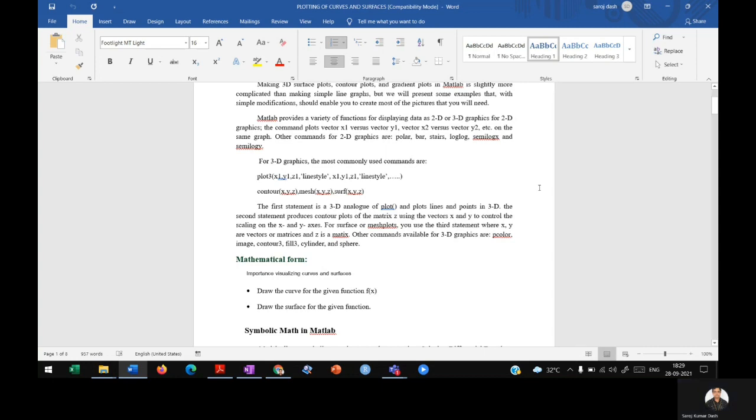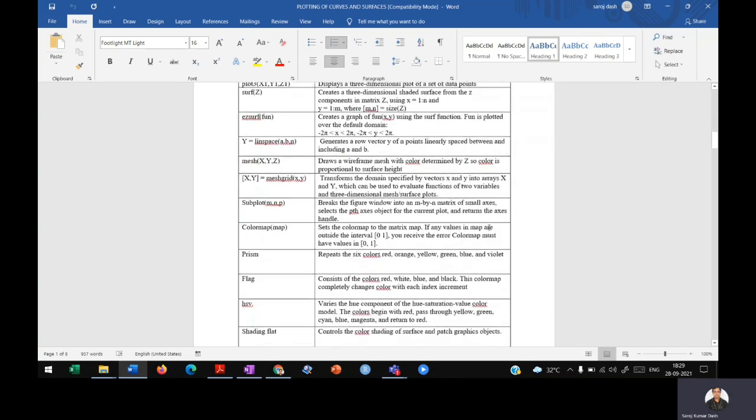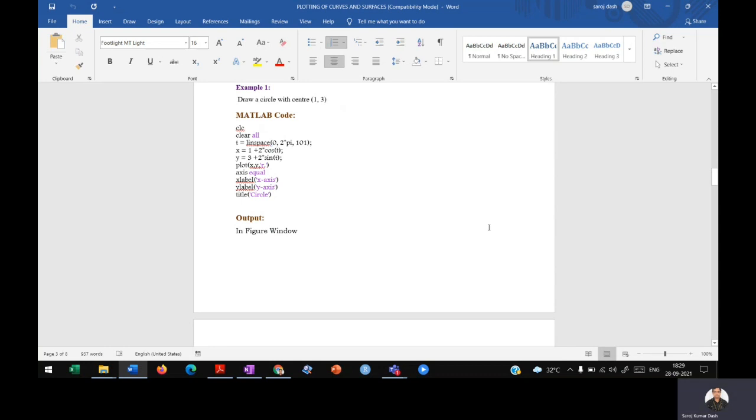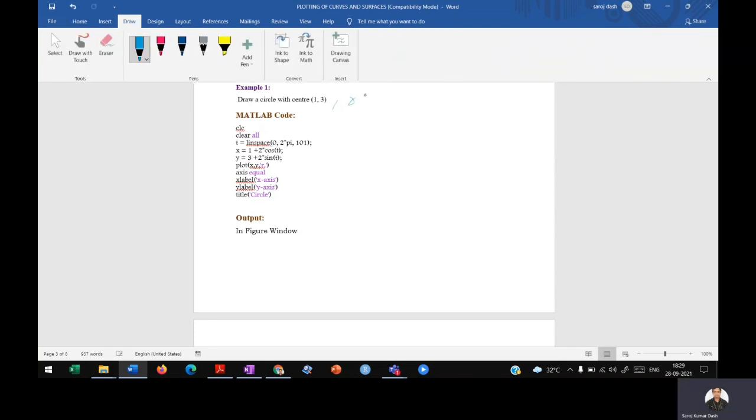For example, suppose we are going to plot a circle whose center is (1, 3) and radius is 2. So the circle's center and radius are given, and they ask you to plot the circle using a parametric form. That makes it easier.